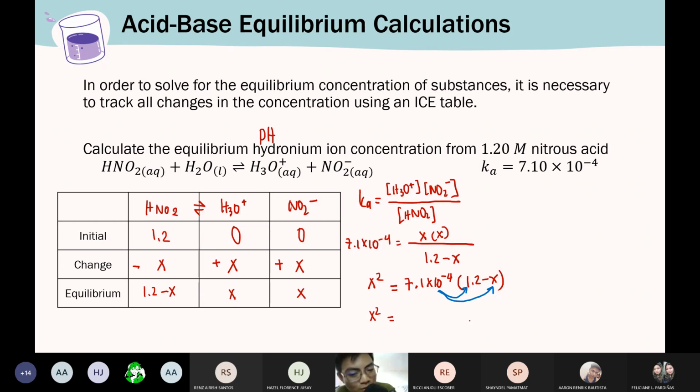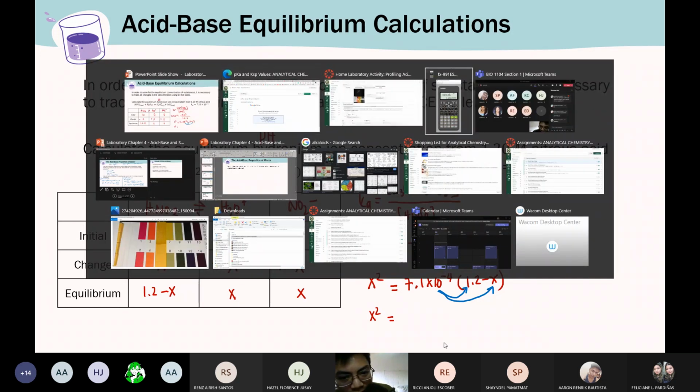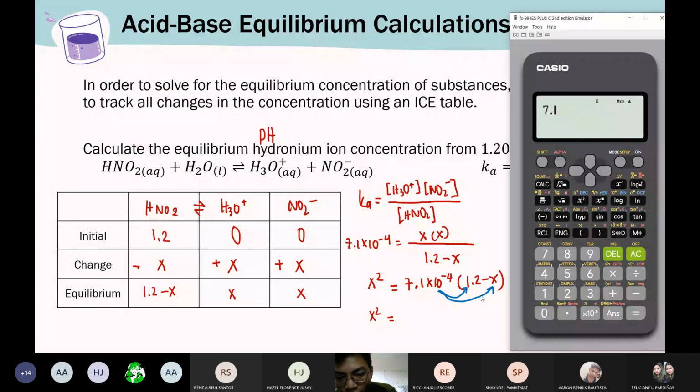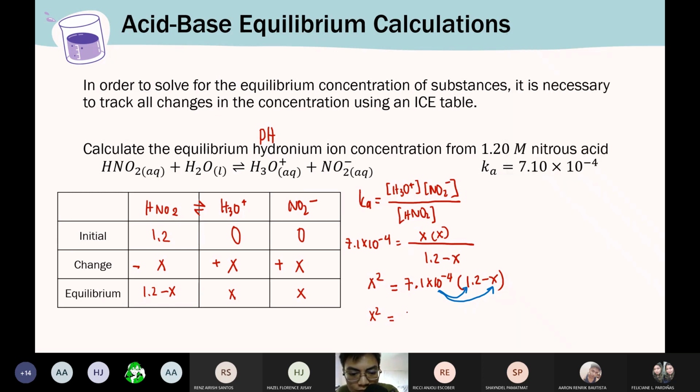7.1 times 1.2. What's that? 7.1 times 10 raised to negative 4 times 1.2. 8.52 times 10 raised to negative 4. Minus 7.1 times 10 raised to negative 4 X. Huwag makalimutan si X.